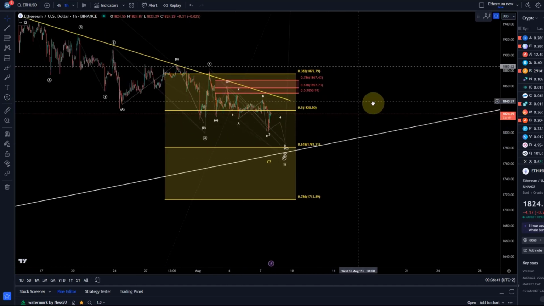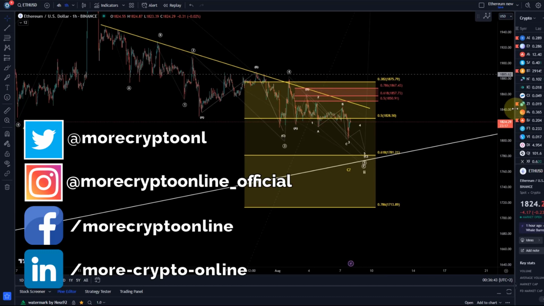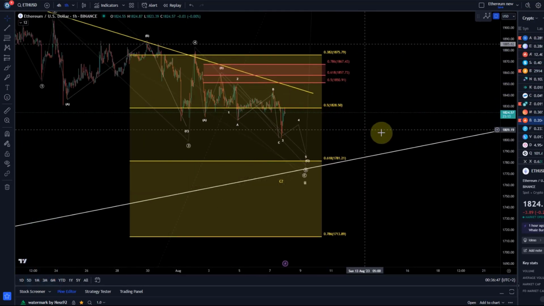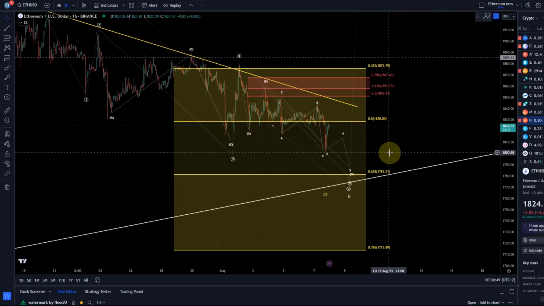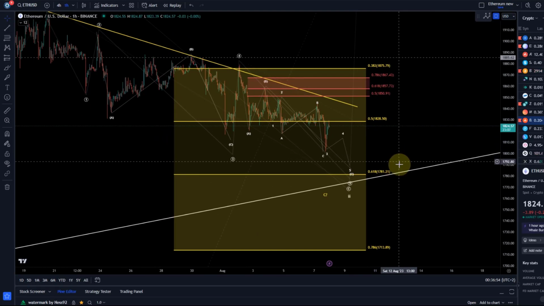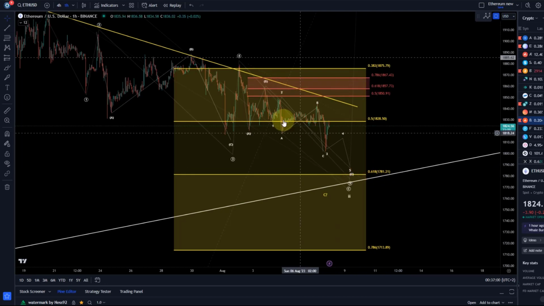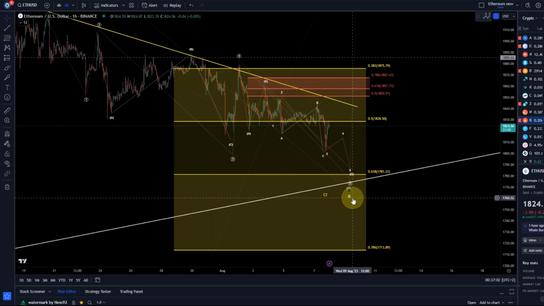Ethereum is following through to the downside at the moment. After my last video, we saw that additional drop closer to 1780. We are really not far off, only $20. The 1780 level is the one that I highlighted over the last few days and weeks as an ideal target for this C wave of wave 2.